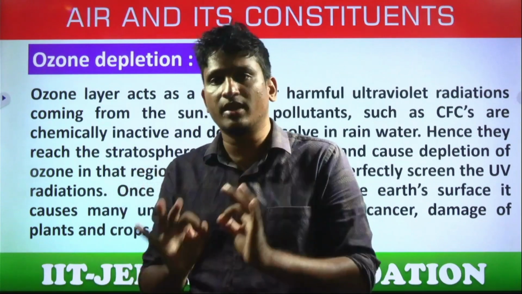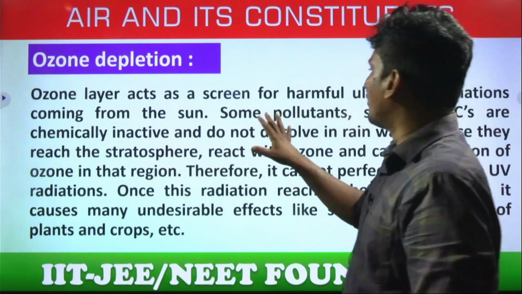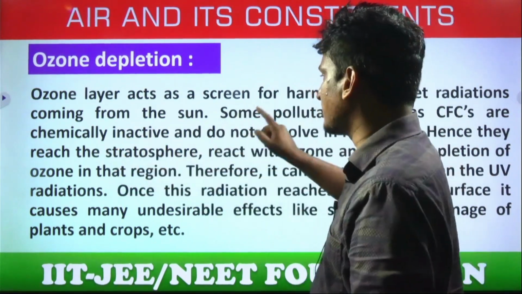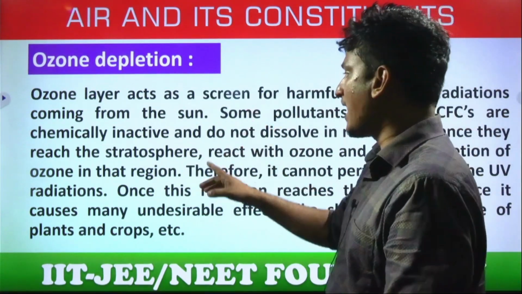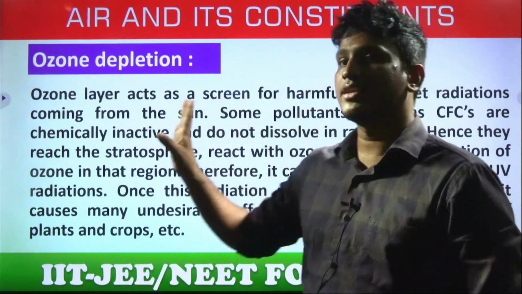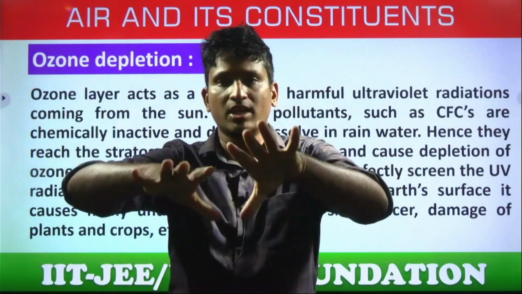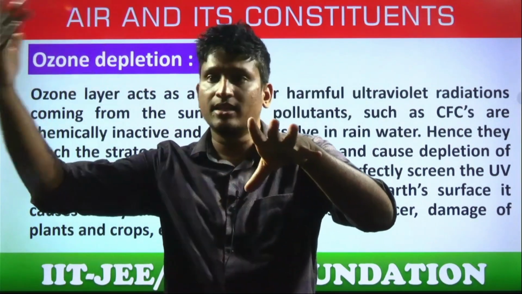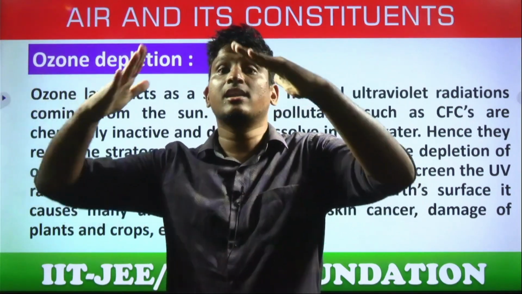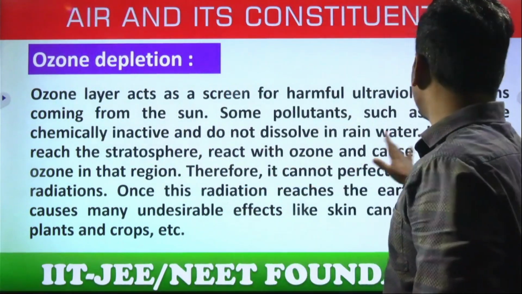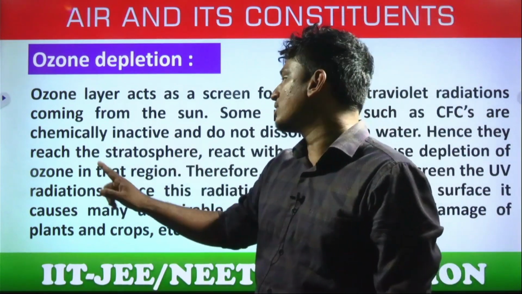Then what is the primary reason for this ozone depletion? We have to know that. The ozone layer acts as a screen for harmful ultraviolet radiations coming from the sun. Some pollutants such as CFCs, chlorofluorocarbons, students, are chemically inactive and do not dissolve in rainwater. That means the moment these chlorofluorocarbons enter the air, they do not react with H2O. Unlike oxides of sulfur, nitrogen and carbon, they directly enter the stratosphere, react with ozone, and cause depletion of ozone in that region.